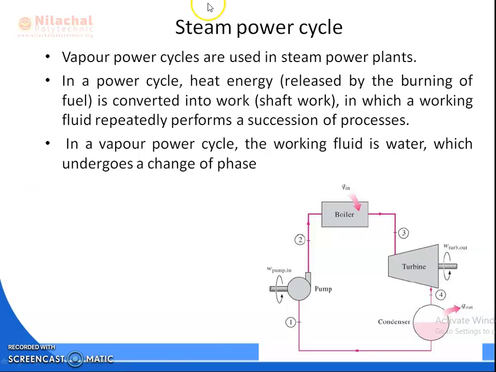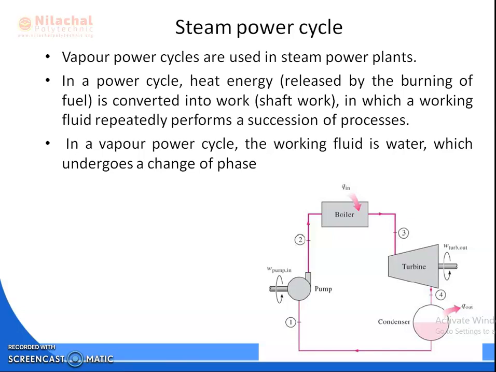First, the vapor power cycle is used where? In the steam power plant. So the vapor power cycle or steam power cycle is used in the steam power plant. What is the function of the power cycle? The power cycle converts heat energy into work.